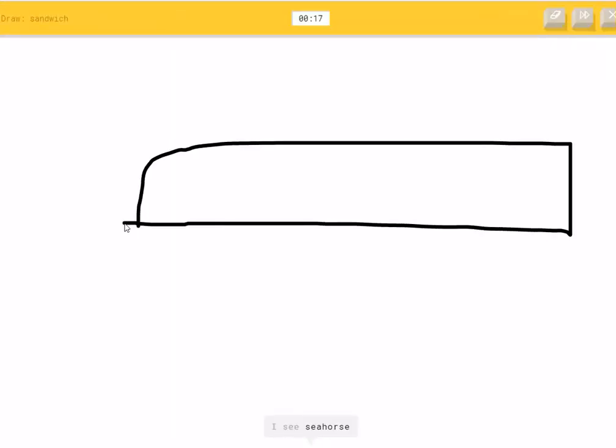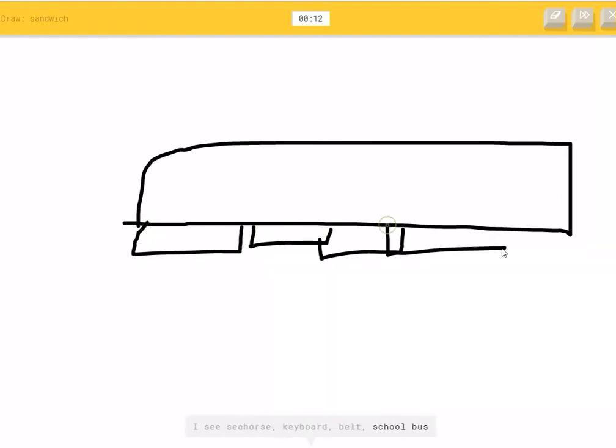I see seahorse. Or keyboard. Or belt. Or school bus. I see train. Or piano. Or crayon.